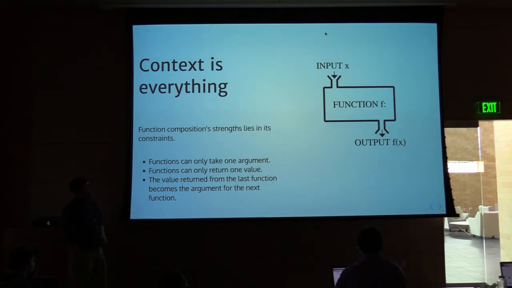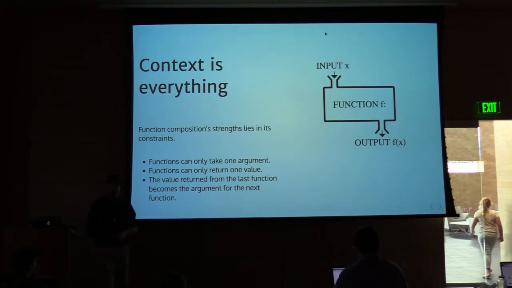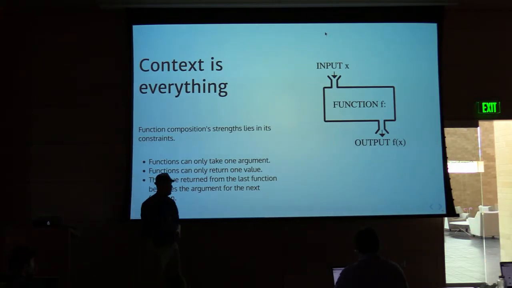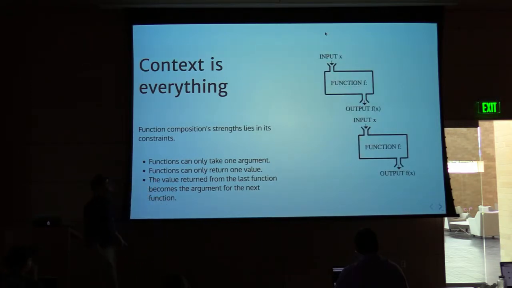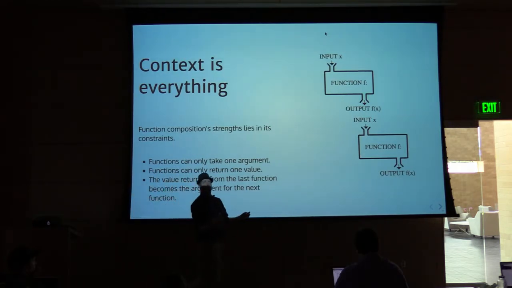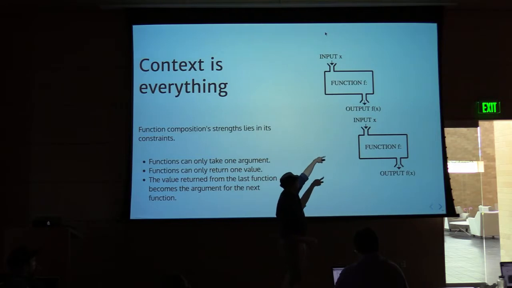One input, one output. And if you remember that from algebra, that is actually the definition of a function. A single input produces only one output, otherwise it's not a function. As we compose these functions together, you can see that the output of one function becomes the input of the next function, and we can chain these together ad infinitum, provided that they match up.